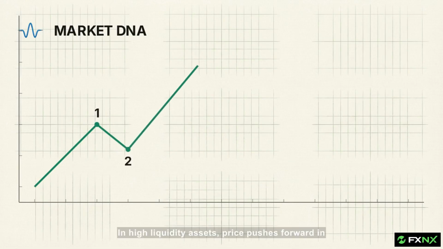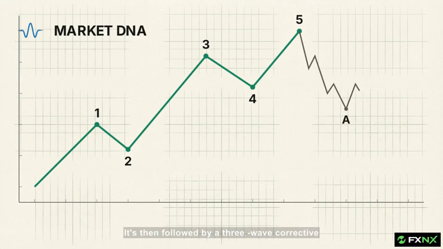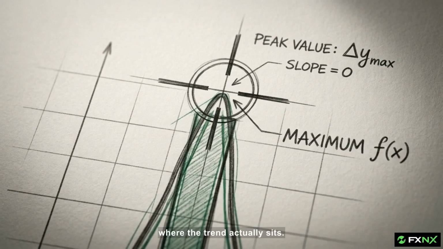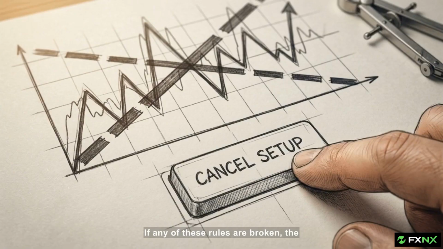In high-liquidity assets, price pushes forward in a 5-wave motive sequence. That's your trend. It's then followed by a 3-wave corrective sequence, representing market hesitation. To move toward objective execution, a trader filters every price movement through this strict 5-3 sequence to determine where the trend actually sits. Before you risk a single dollar, the market structure has to clear 3 mathematical gates. If any of these rules are broken, the count is discarded.